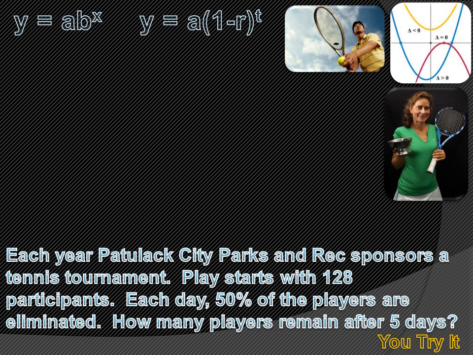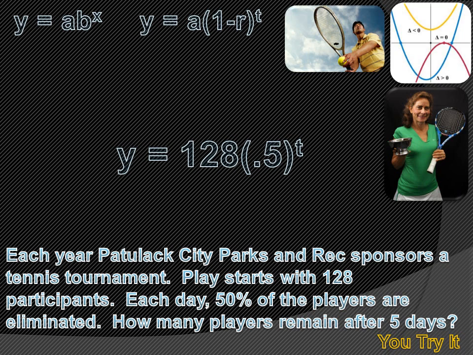So, let's start out with a. The problem says we start out with 128 players. So I can rewrite this equation as y equals 128 times 1 minus r to the t power. The problem also says that each day, each time period, I lose 50% of the players. So my rate of decay is 0.5. And I can rewrite this as y equals 128 times 1 minus 0.5 to the t power. Now, I can simplify 1 minus 0.5 to 0.5.